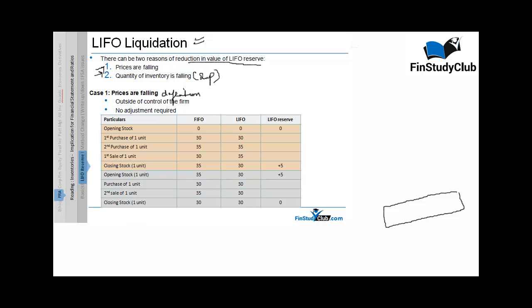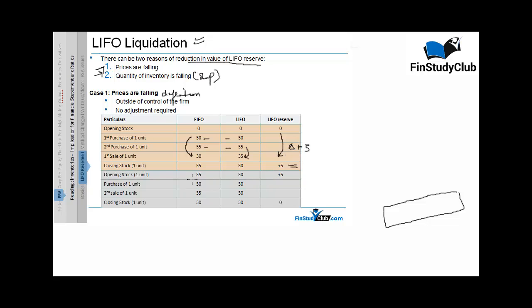Let's just go ahead with the first case and look at this example. Again, 0 opening stock, first purchase is at 30, second purchase is at 35. I have assumed 1 unit. The first sale happens, so this 30 comes here, this 35 comes here. There is an understatement of profit by 5, which is hidden in the inventory, and the LIFO reserve balance comes up. So if you look at it, the delta is plus 5.